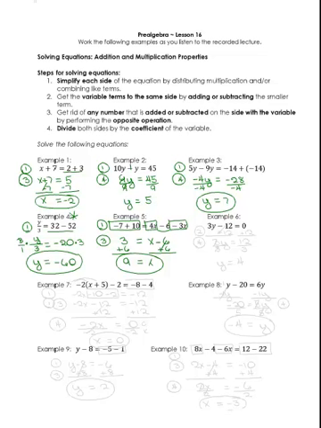I do have to get my variable term isolated. I need to get it all by itself. It has a negative 12 added or with it, so I'm going to add 12, which is step number 2 of my solving. I'm going to add 12 to both sides. I end up with 3y is equal to 0 plus 12, which is 12.